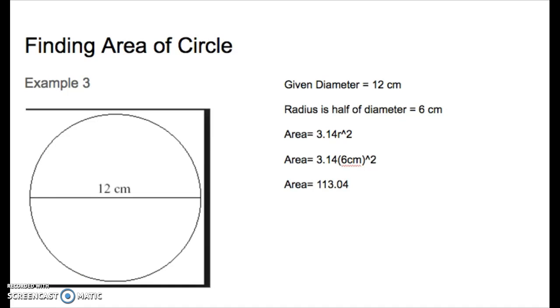In this last example, we are given the diameter of this circle at 12 centimeters. So in order to find the radius, we have to divide the diameter by 2, and we use the same formula, the area equals pi times r squared. Pi equals 3.14, so the formula is 3.14 times 6 centimeters squared, which gives us a total area of 113.04 centimeters squared for this circle.